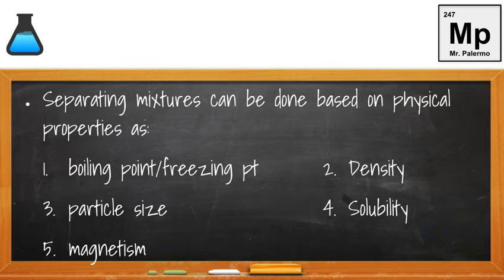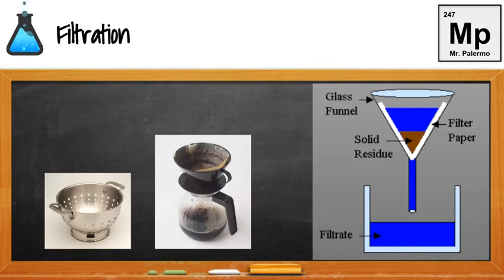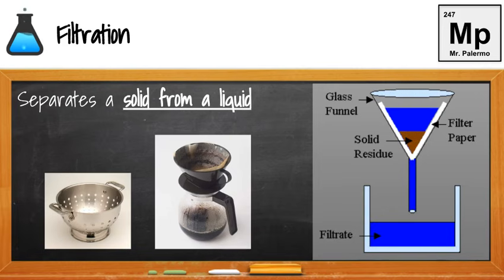The first one I'm going to talk about is filtration. This allows us to separate a solid from a liquid. If you've made coffee before, you've done this, where you put filter paper in and the solid coffee grinds are separated out from the liquid going through. The same thing happens in a colander when you're pouring boiling water with spaghetti or pasta through it. The solid pasta gets stuck in the colander and the liquid goes through the holes.